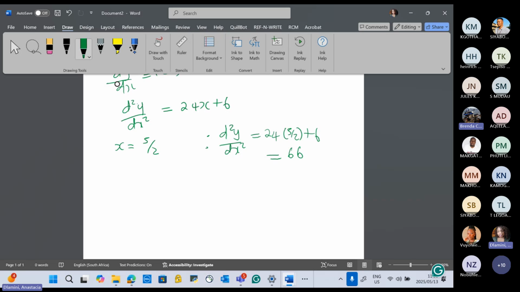So what can we conclude with 66? This is positive, it's greater than 0. So this is where the minimum exists. Are we all together, guys? Yes, ma'am. Now x is equal to negative 3, right? Now we then substitute.